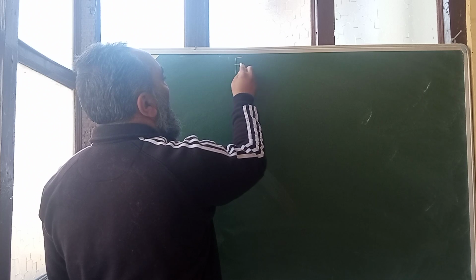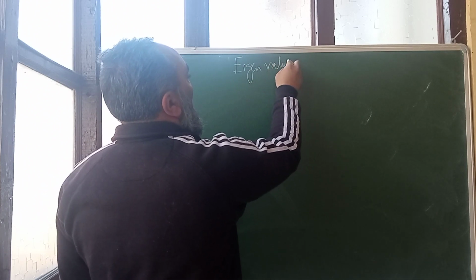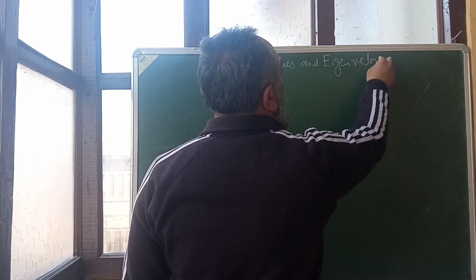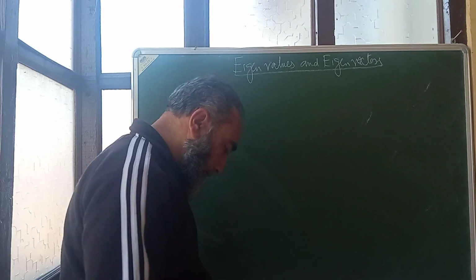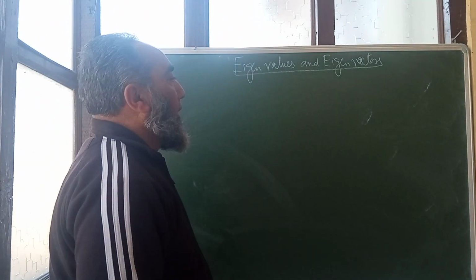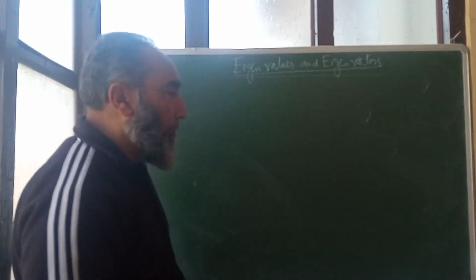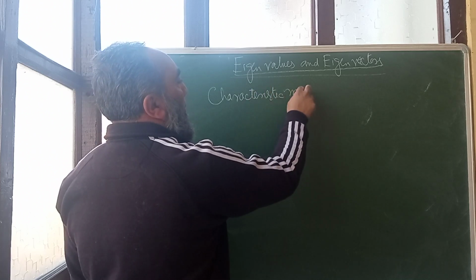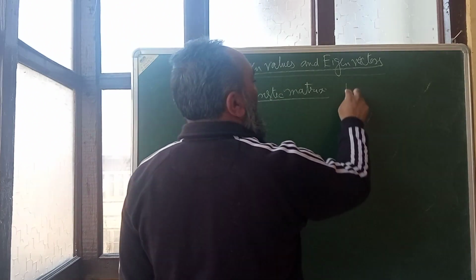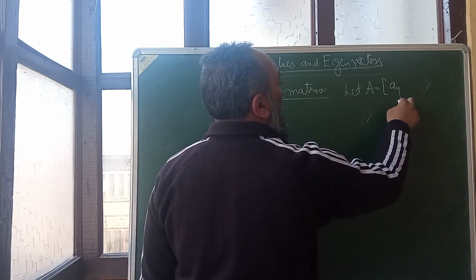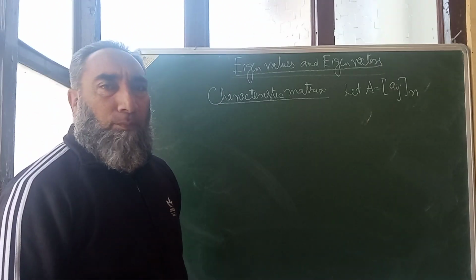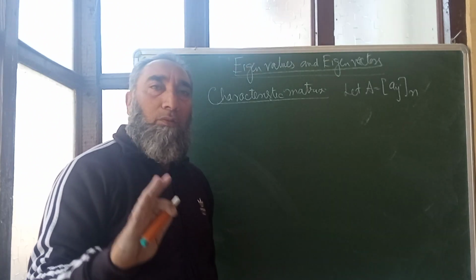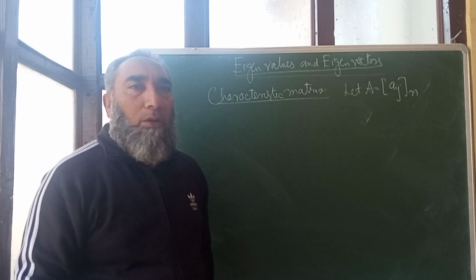eigenvalues and eigenvectors. See, now let me define a few things. Characteristic matrix. Let A equal to Aij be a square matrix of order n. Now we are dealing with only square matrices over here. In eigenvalues and eigenvectors, we are dealing with only square matrices. So let A equal to Aij be a square matrix of order n.